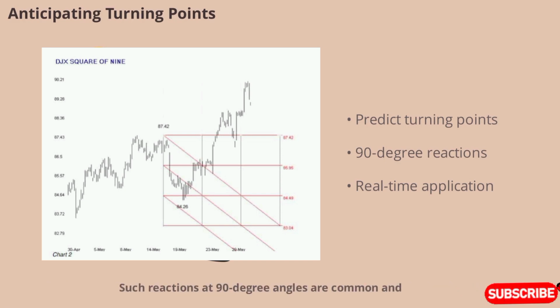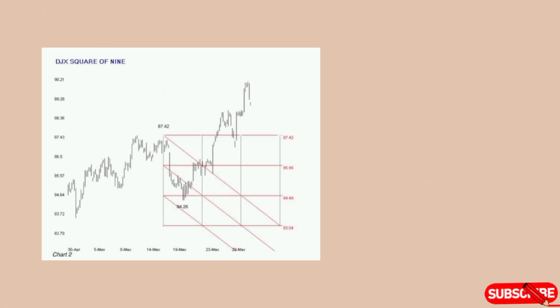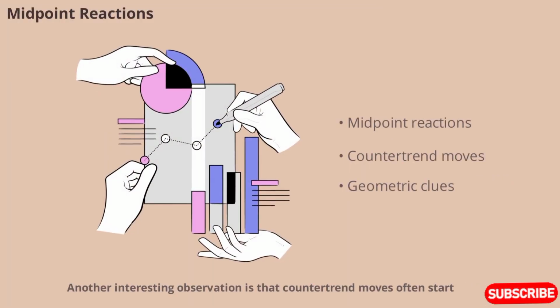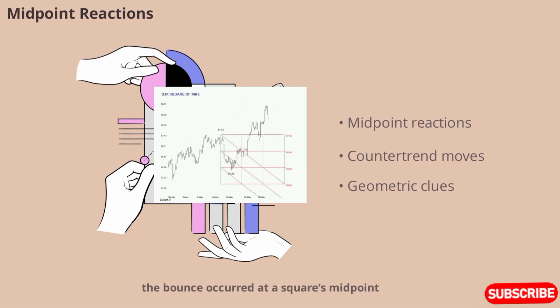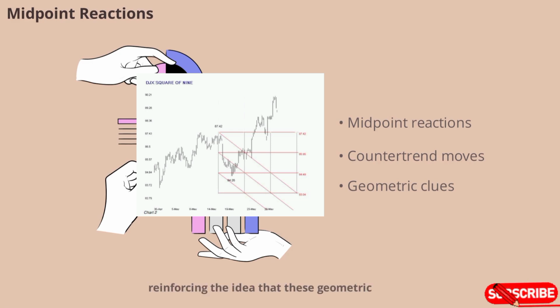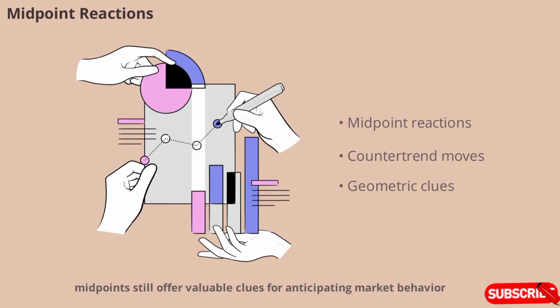Such reactions at 90-degree angles are common and can be anticipated using the square of 9. Another interesting observation is that countertrend moves often start or end at the midpoints of price and time squares. In Chart 2, the bounce occurred at a square's midpoint, reinforcing the idea that these geometric relationships are more than just coincidence. While not as critical as the 90-degree lines, midpoints still offer valuable clues for anticipating market behavior.